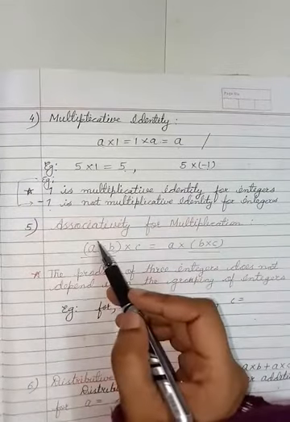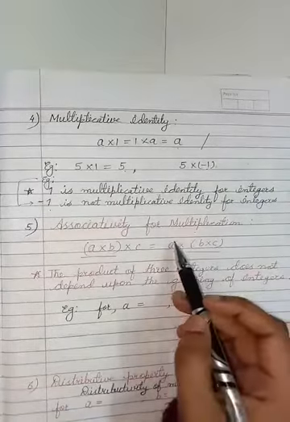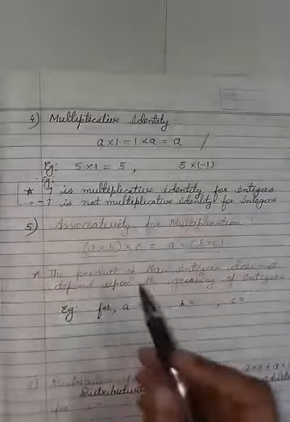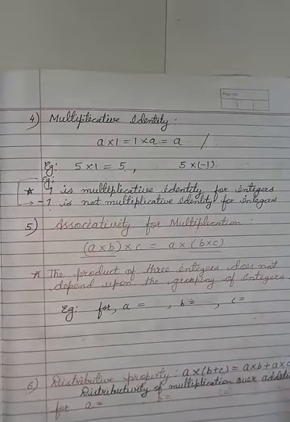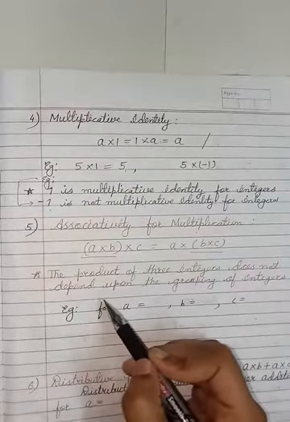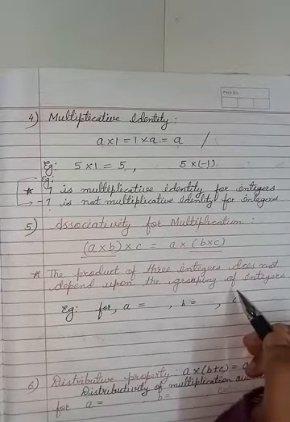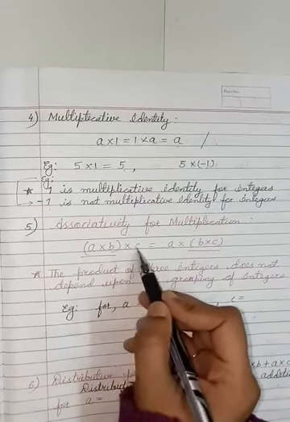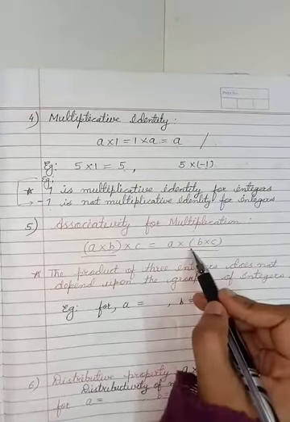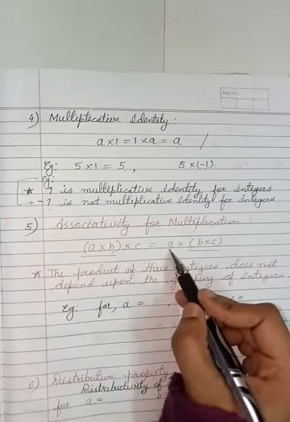Next we have associativity for multiplication. What is it? The product of three integers doesn't depend upon the grouping of integers. Grouping doesn't affect the product. If we multiply a and b first and then by c, or if we multiply b and c first and then multiply the answer by a, we will get the same answer.